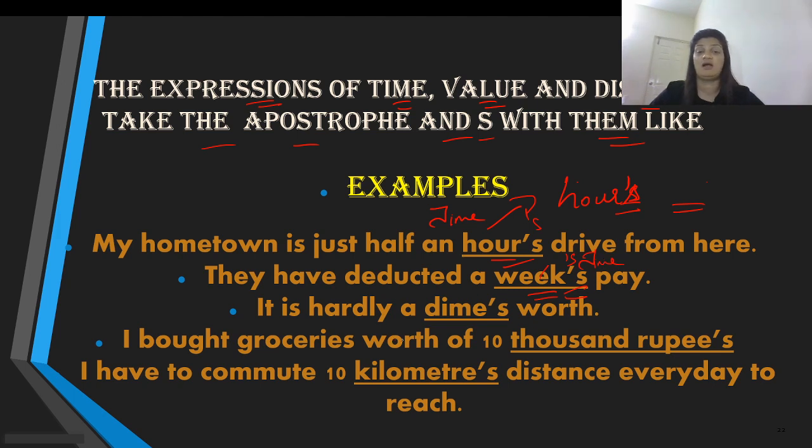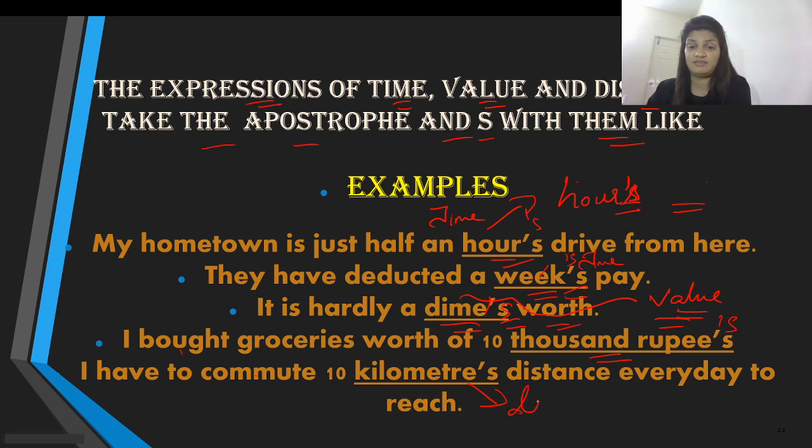Next one is, it is hardly a dime's worth. Now here it is referring to the value of something. It is hardly a dime's worth. So worth refers to value, and when you say dime, again it refers to value. So you have used the apostrophe over here. I bought groceries worth of how much value? What's the value over here? 10,000 rupees. So you are referring to the value over here. Therefore, you are going to go with apostrophe S. I have to commute 10 kilometers. Here it is distance.